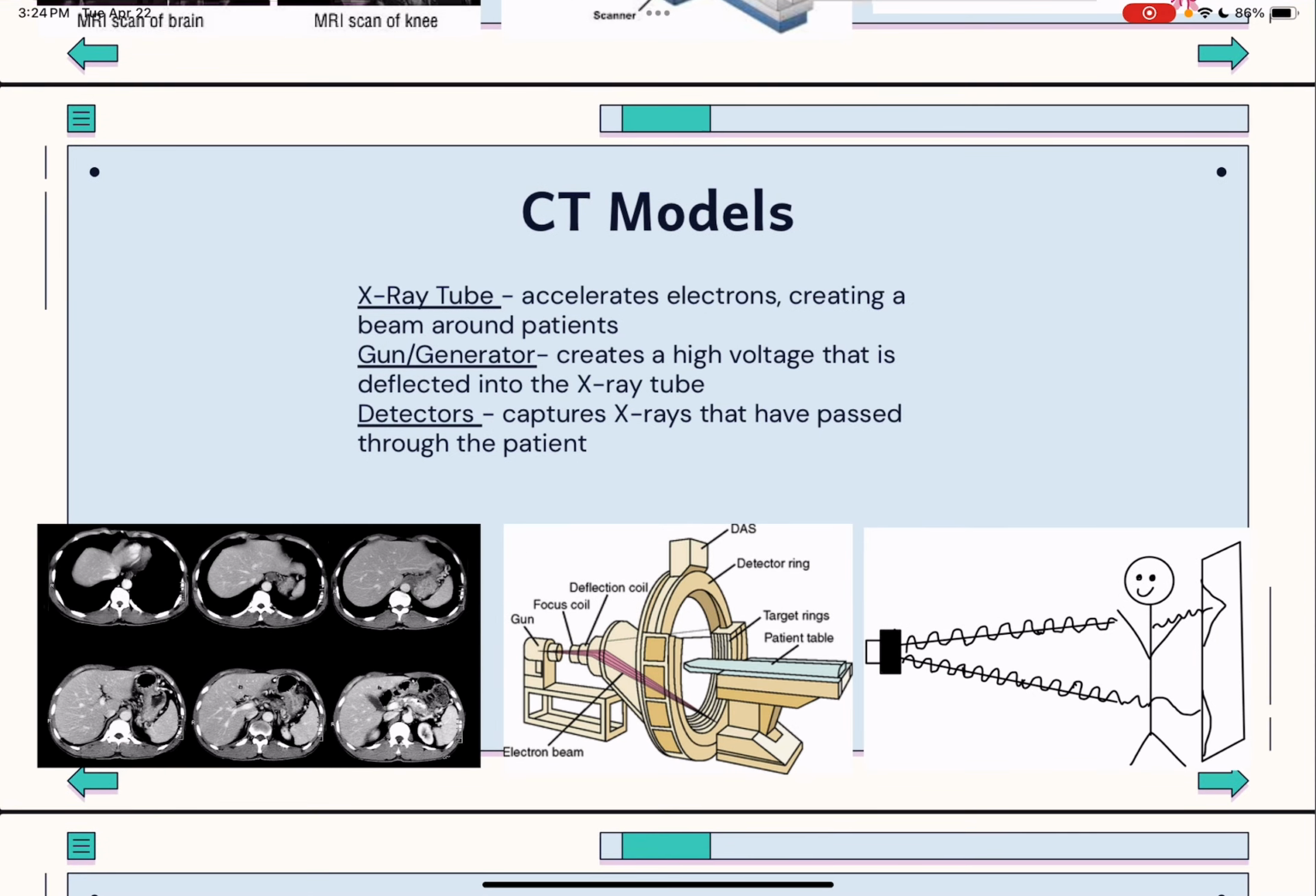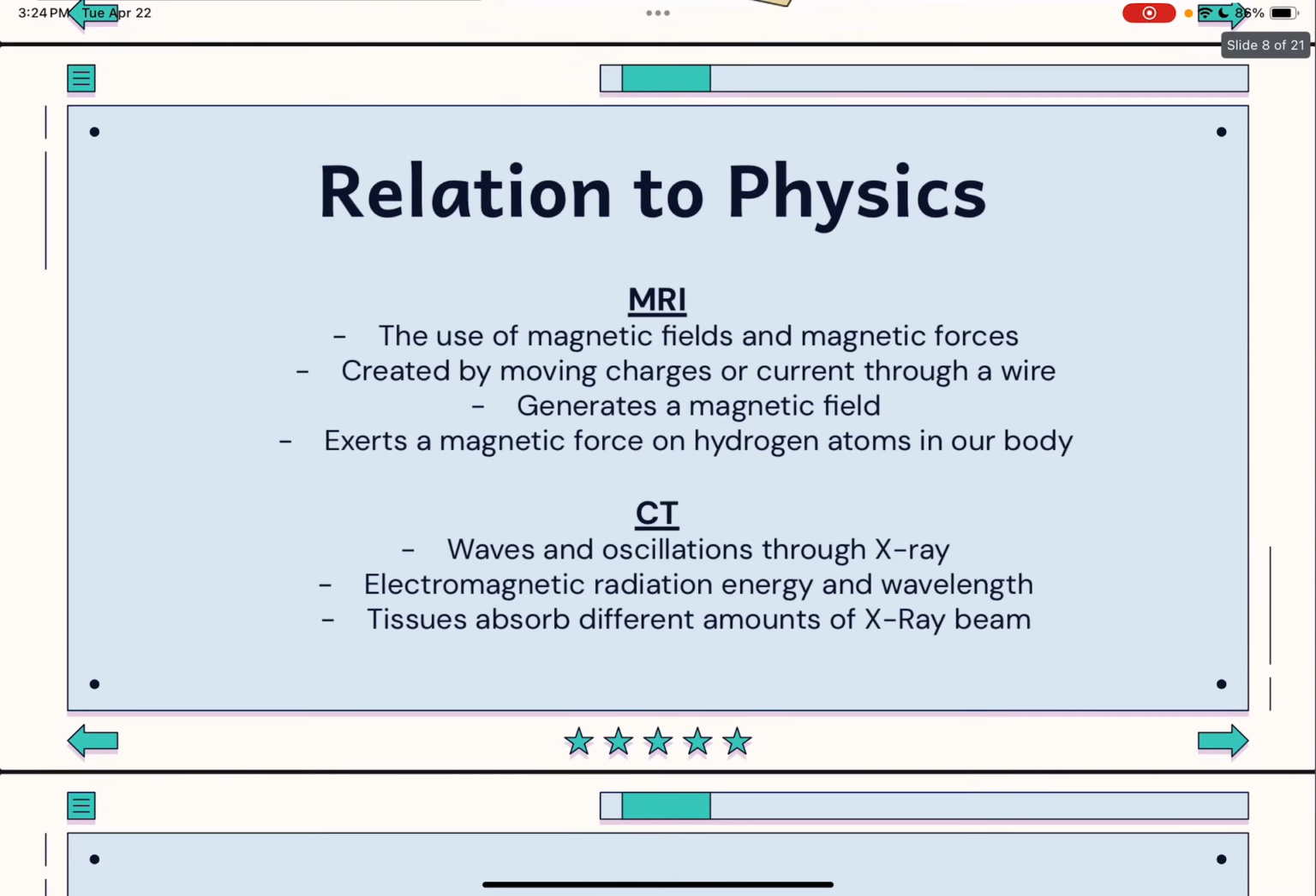For the CT scan, similarly, the image in the middle is the CT scanner. The X-ray tube accelerates electrons and creates a beam around a patient. The gun then creates a high voltage that is deflected into the X-ray tube and is then detected by the detector once it has passed through the patient, and creates an image that is shown in the bottom left-hand corner. In the bottom right-hand corner, I used our physics models that we learned from class to show the X-ray machine and the waves traveling through the patient. Once it goes through the patient, it changes depending on the part of the body, and that change is picked up by an imaging system.